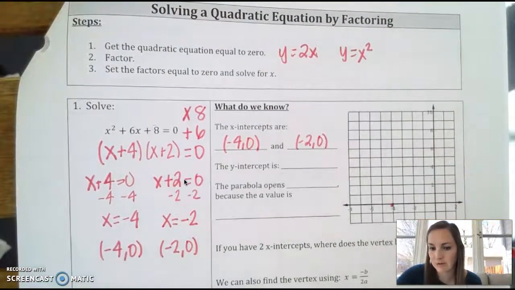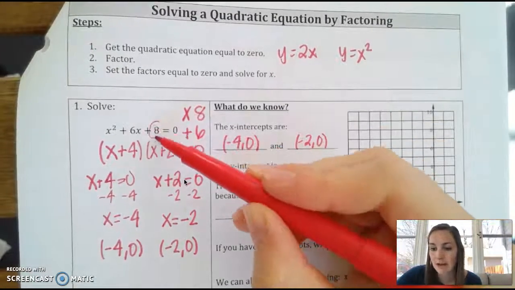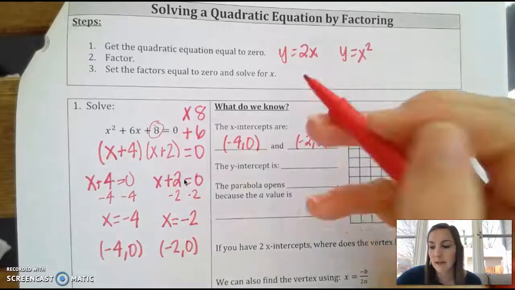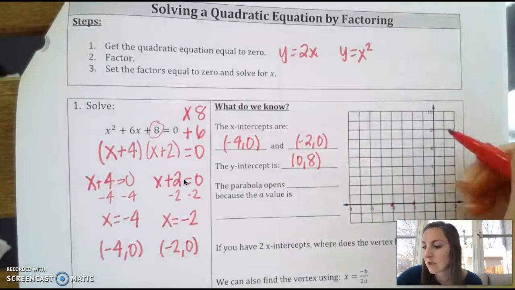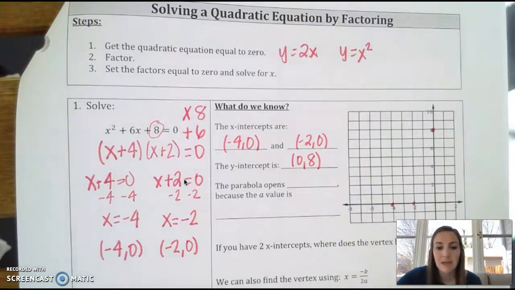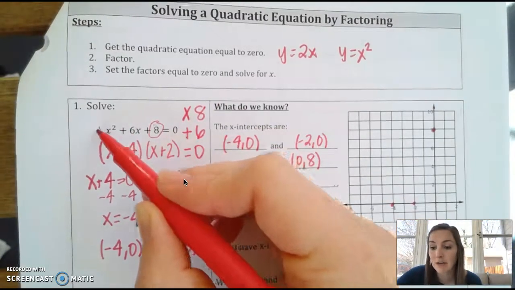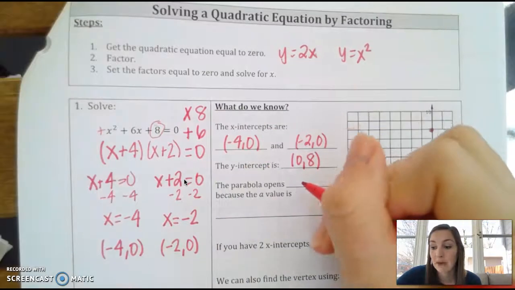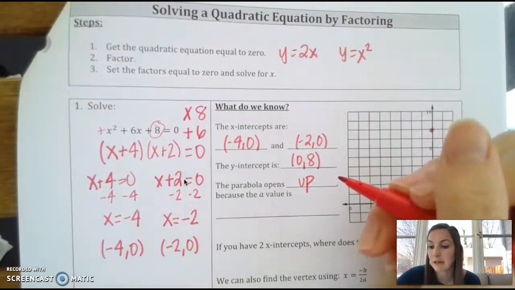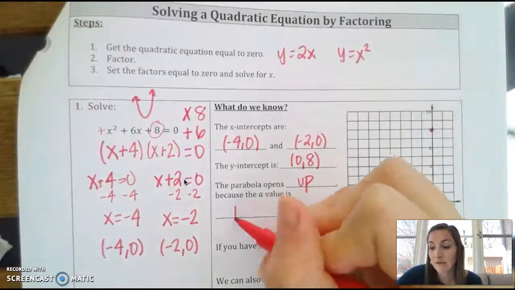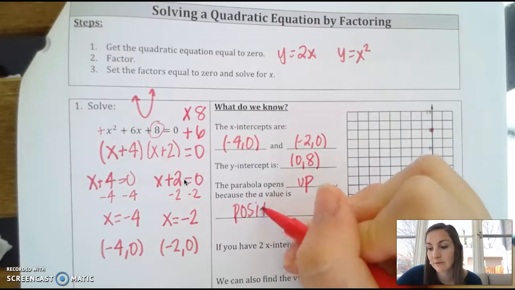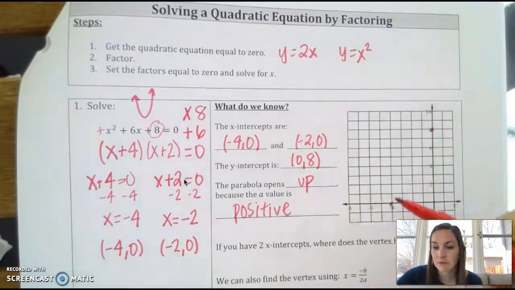So we have -4, 0, and -2, 0. And my y-intercept, remember I look at my last term there, my constant, and that is 8. So I have a y-intercept at 0, 8. So I'll go ahead and plot 0, 8. And asked, does the parabola open up or down? This has a positive number, right? If it's positive in front, it opens up. The reason it opens up, meaning it's going to be a U, is because our a value is positive. So I know it's going to look something like this.